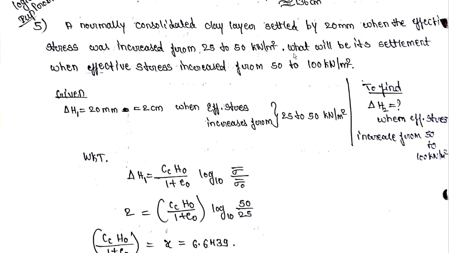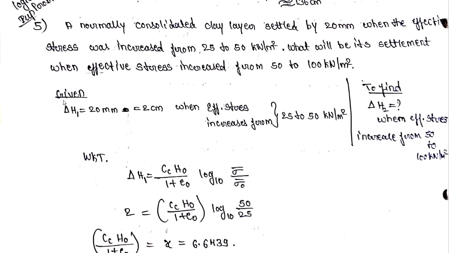What will be its settlement when effective stress increased from 50 to 100 kilonewton per meter square? So when we increase effective stress from 25 to 50, the settlement was 20 mm. But when we increase it from 50 to 100, what is the settlement they are asking?